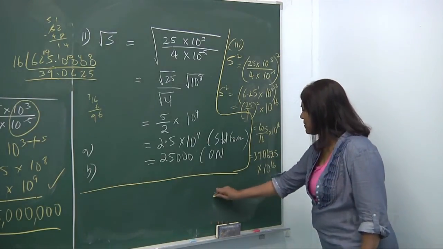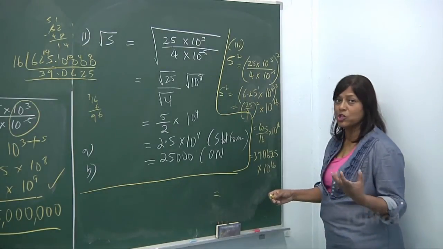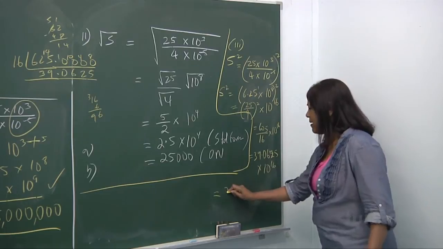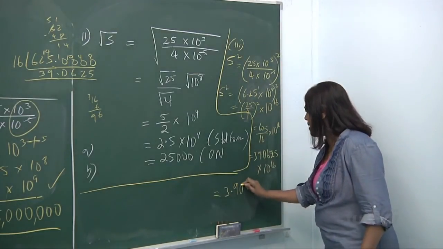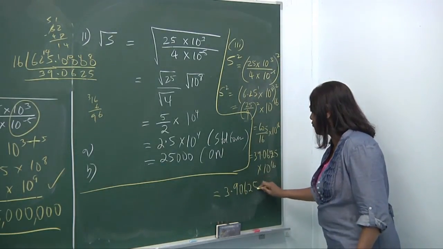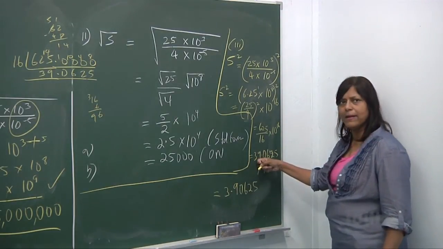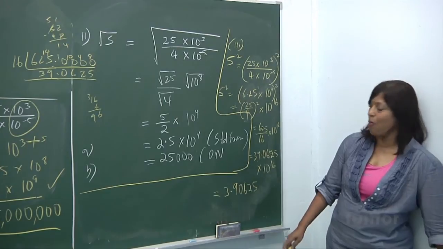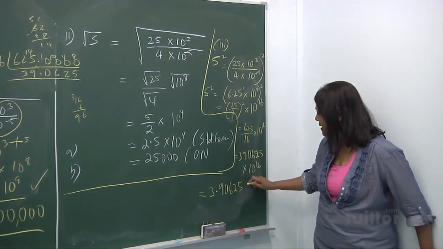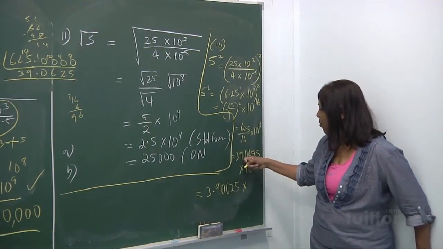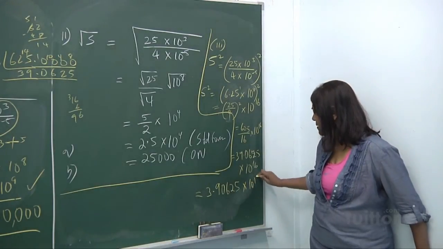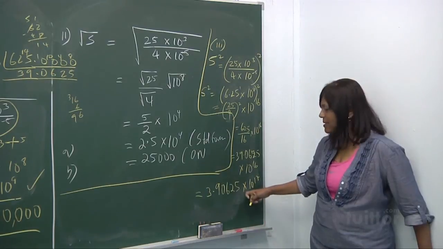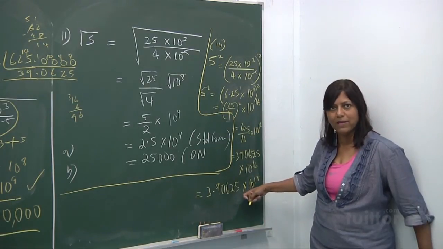You can, of course, do it with the calculator, but I'm just showing you the power, not to be intimidated. 39 is 3.90625. You push the 1 here because 39 has to be expressed in standard form, times 10 to the power 16. Here, 10 to the power 1 times 10 to the power 16 is 10 to the power of 17. Now this is in standard form, my dear friends.